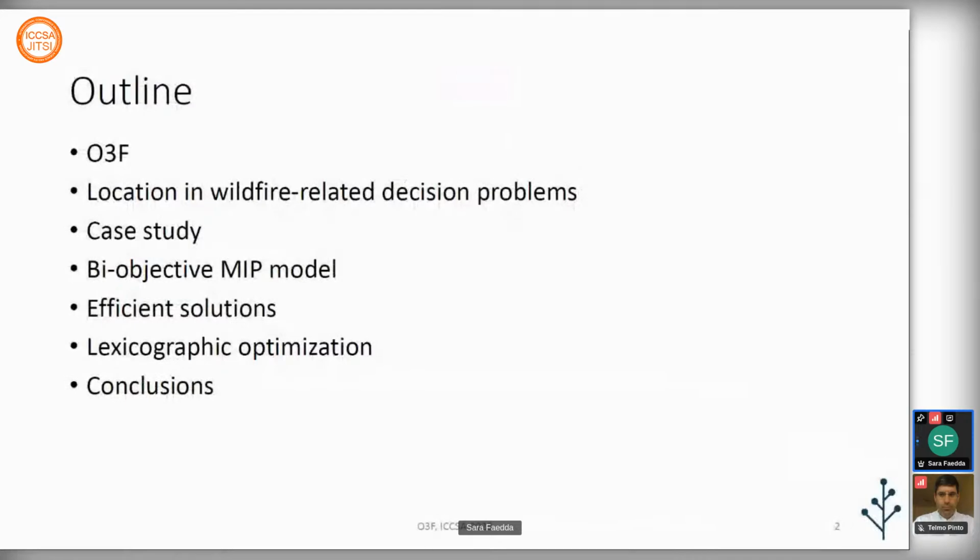In my presentation, I will start to talk about the project where this work was done, the framework in which this work was done. Then I will go into some general definitions for location problems, and then address a case study that we have in our project, which is a region in Portugal, and use that case study to show how we can use this general methodology based on mixed integer programming to address this type of location problems.